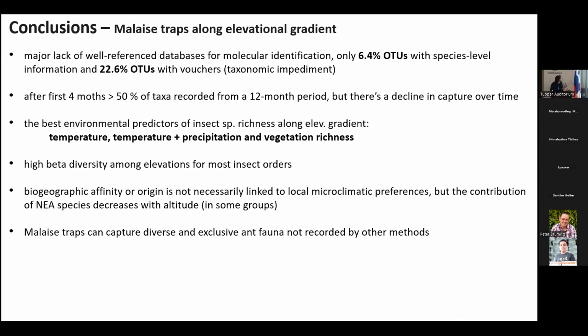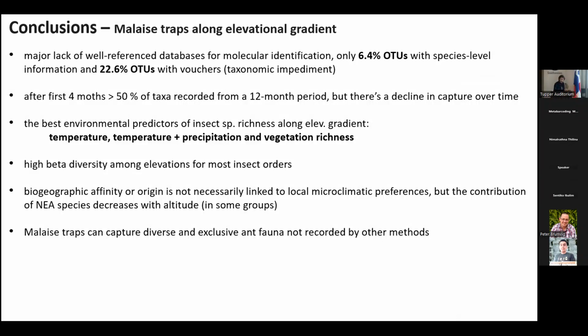Just to conclude, some summary. We ran into something which we will hear repeatedly again. There is a major lack of well-referenced databases for molecular identifications. We had only 6% of OTUs with species-level identifications, and about 20% were voucher-based IDs. After 4 months, we were able to get over 50% of the taxa recorded from the whole period. And there has been a considerable decline in capture over time.